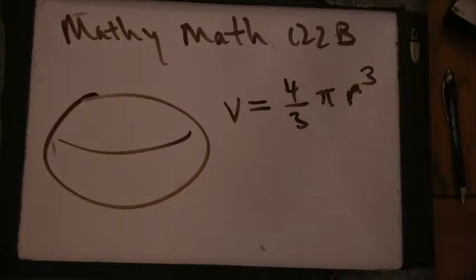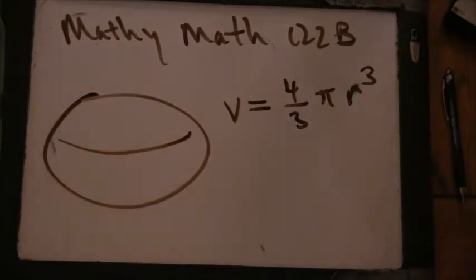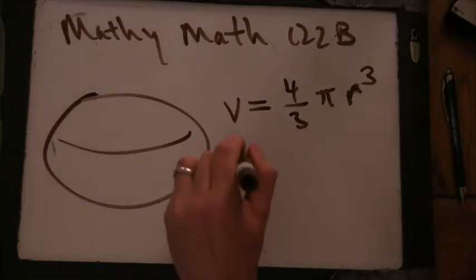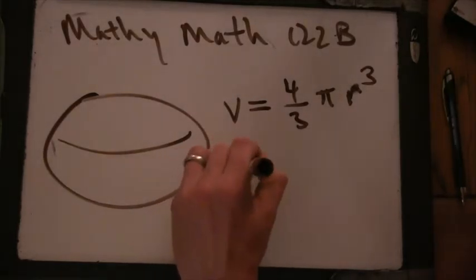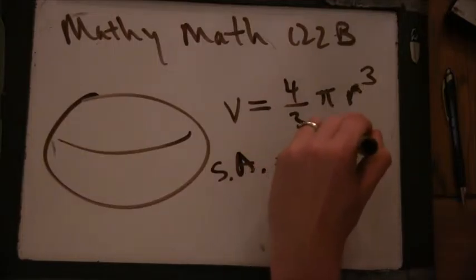Why do you think that? Well, because the circumference is the distance around the outside of a circle. Uh-huh. The surface area is the space around the outside. Okay. Remember the formula for the surface area of a sphere? 4 pi r squared.